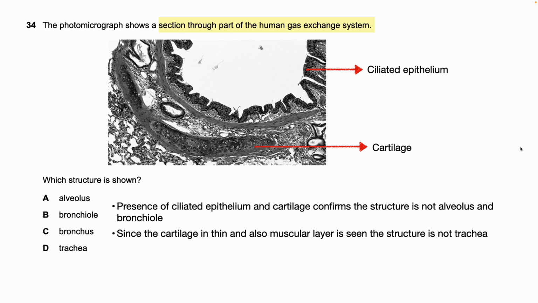So alveolus, bronchiole and trachea have been eliminated. The trachea will have thick cartilage. So the answer is C, bronchus.